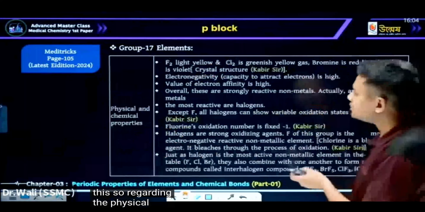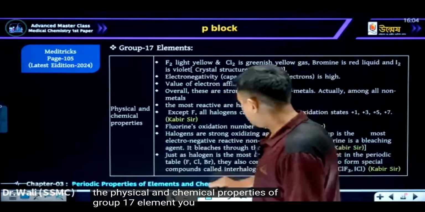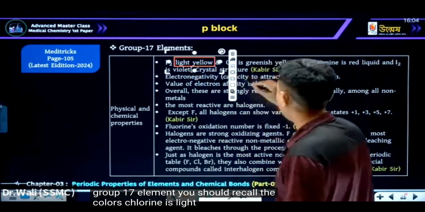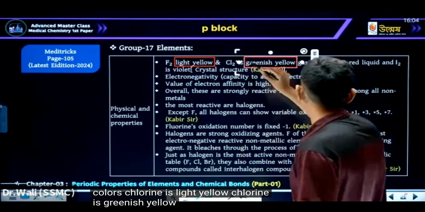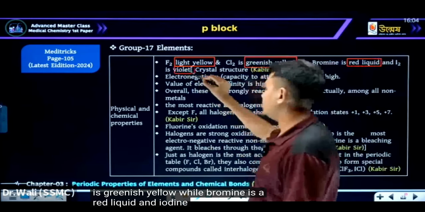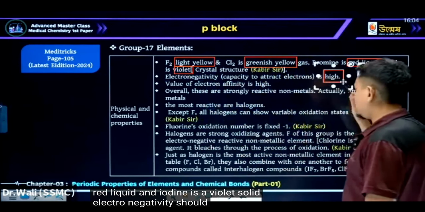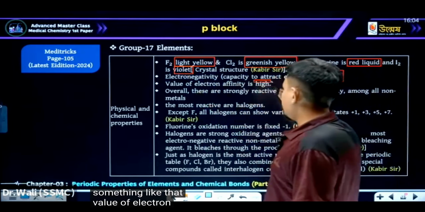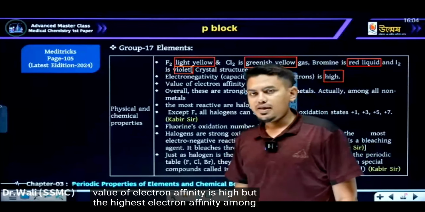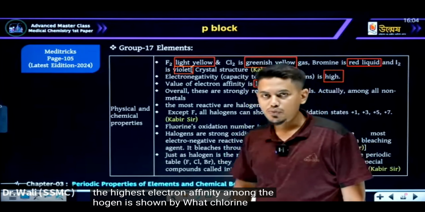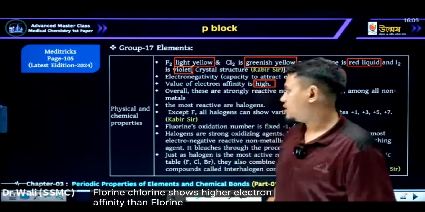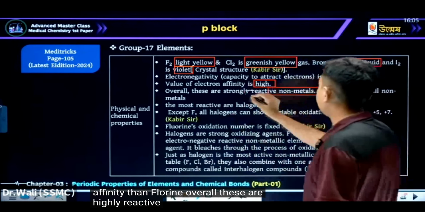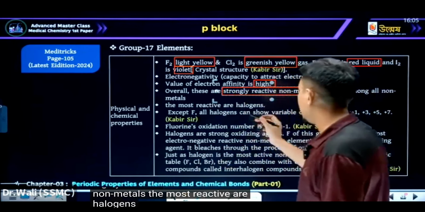Regarding the physical and chemical properties of group 17 elements, you should recall the colors. Fluorine is light yellow, chlorine is greenish yellow, while bromine is a red liquid, and iodine is a violet solid. Electronegativity should be remembered for all the halogens, serially, 4, 3, 2, something like that. Electron affinity is high, but the highest electron affinity among the halogens is shown by what? Chlorine, not fluorine. Chlorine shows higher electron affinity than fluorine. Overall, these are highly reactive nonmetals. The most reactive are halogens.